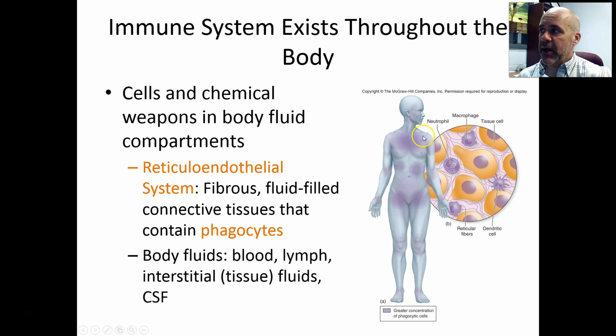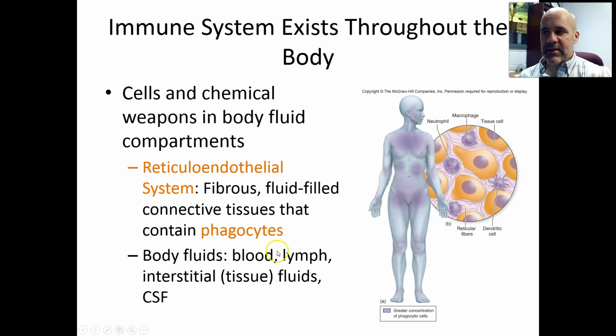Like look over here, you've got a pretty high concentration of phagocytic cells up here in the upper chest area, which kind of makes sense because the respiratory system, your lungs are in there, and that's an area of invasion. Or down here in the groin area, because microorganisms can access the urinary and reproductive tracts pretty easily. That's a point of invasion. Down here in the abdomen, the digestive system is a portal of entry for microorganisms.